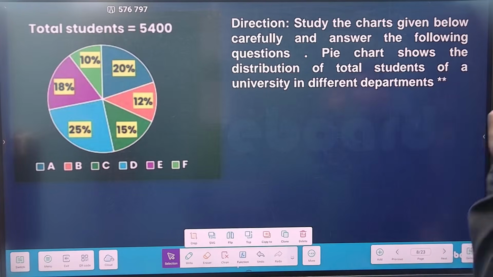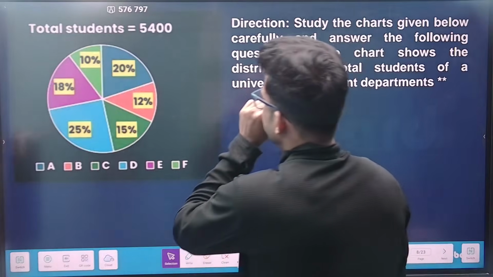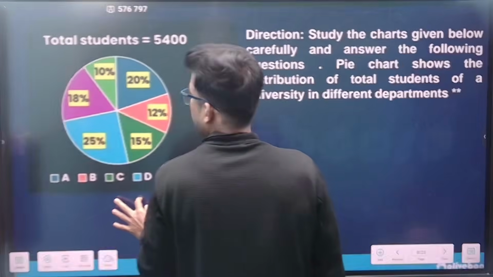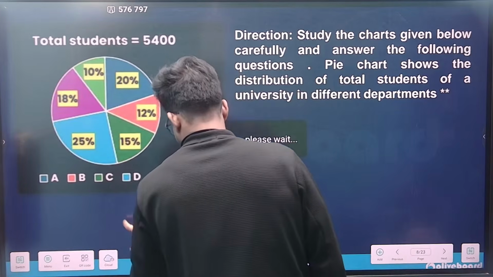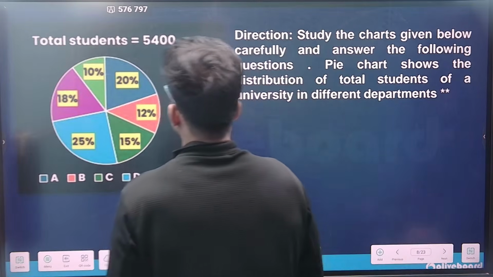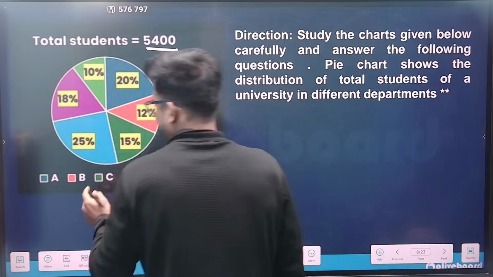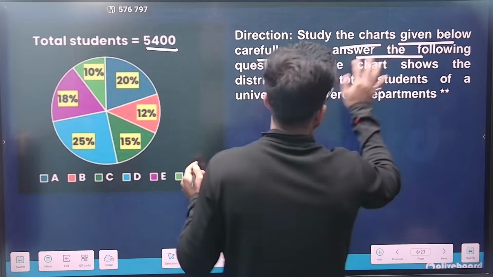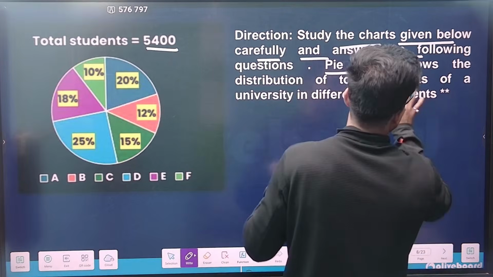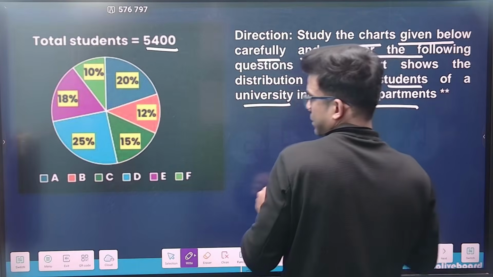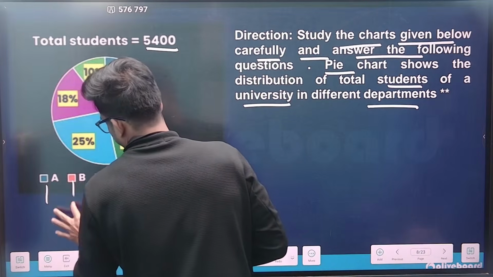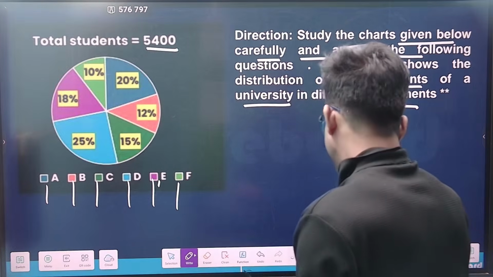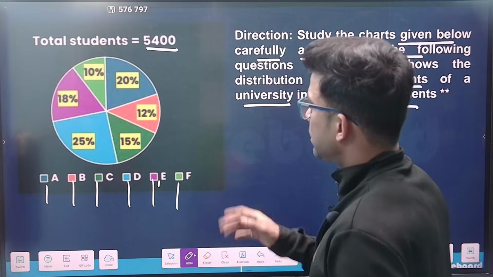So let us now read the data. So here, guys, total students is given to us. Okay, just wait. Now see, total students is given to us: 5,400. We have to study the following chart carefully and answer the following questions. The pie chart shows the distribution of total students of a university in different departments. So these are department A, department B, department C, department D, department E, and department F. Is it right? We are having students in the different departments.